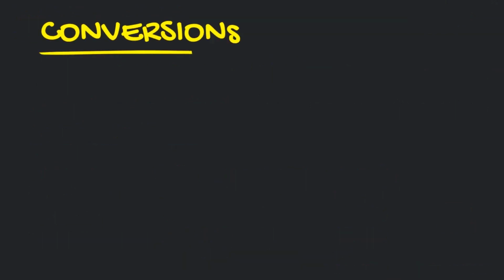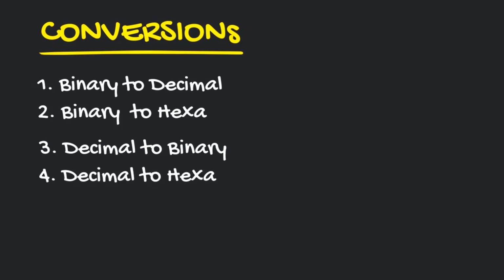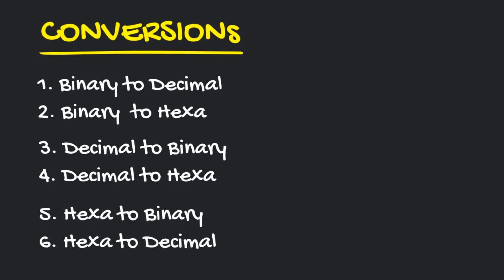Now we are going to learn conversions. From binary to decimal, and binary to hexa, decimal to binary and decimal to hexa. At last, hexa to binary and hexa to decimal. We have divided it into 3 videos. In first video, we will learn binary to decimal and binary to hexa conversion.